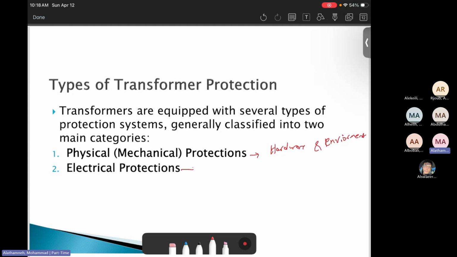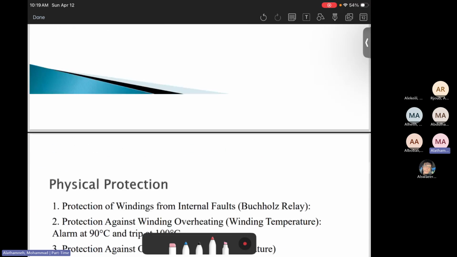However, the electrical protection is related to voltage, current, frequency, flux, etc. So anything related to electrical quantities is electrical protection, while anything related to hardware and environment, like the temperature, the oil pressure, the winding temperature, the transformer temperature, is related to physical or mechanical protection. Again, anything related to voltage, current, flux, frequency is associated with electrical protection.